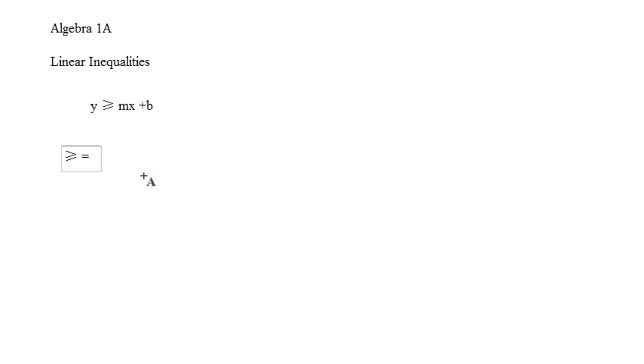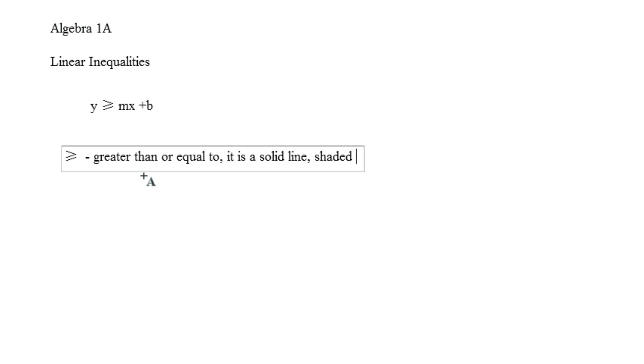So this is greater than or equal to, and this means it is a solid line, okay, shaded above, because we're talking about the two-dimensional plane, okay.